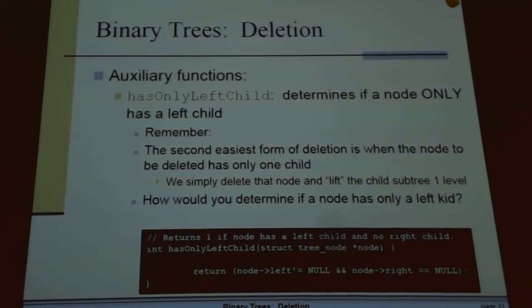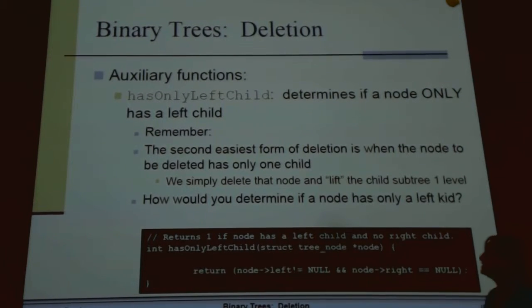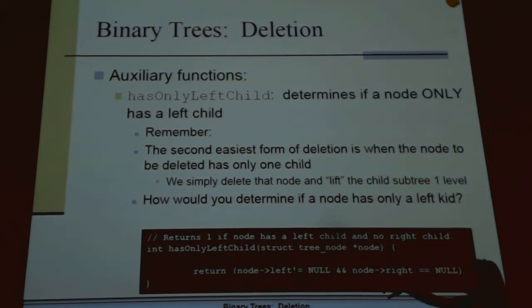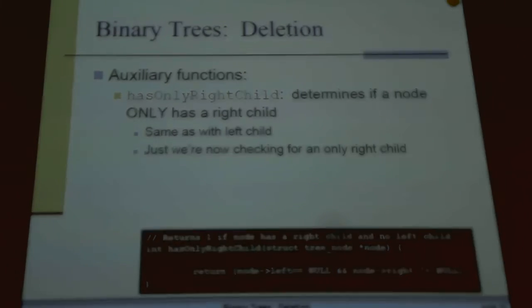Or if we only have a left child. So here we're going to check to see if we only have a left child. We check whether the left is not equal to null and the right is equal to null. So we're checking here if it's a left-only child. If it's a left-only child, that means your left pointer is pointing to a node and your right pointer is null.